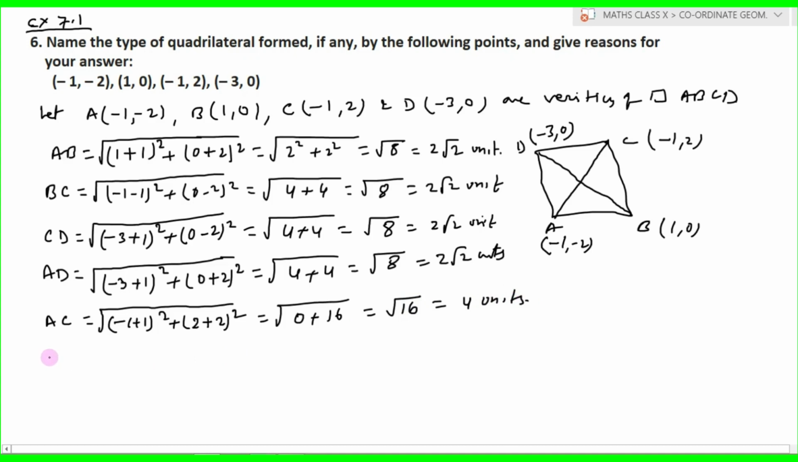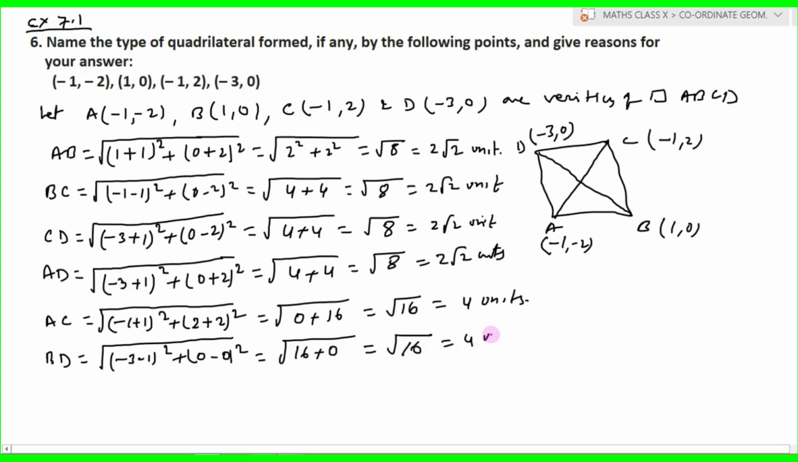Now find BD, the second diagonal. What is the length of BD? So length of BD, this is x1 y1 and this is x2 y2. So x2 minus x1, so -3 minus 1. -3 minus 1 whole square, plus y2 is 0 minus 0. So this will give you -3 minus 1 is -4, square is 16, plus 0. This is your root 16. So again we got 4 units.